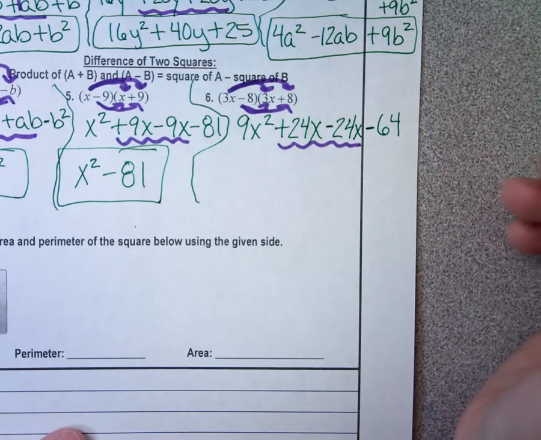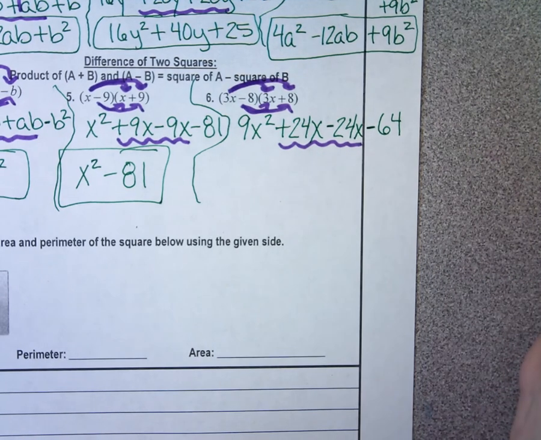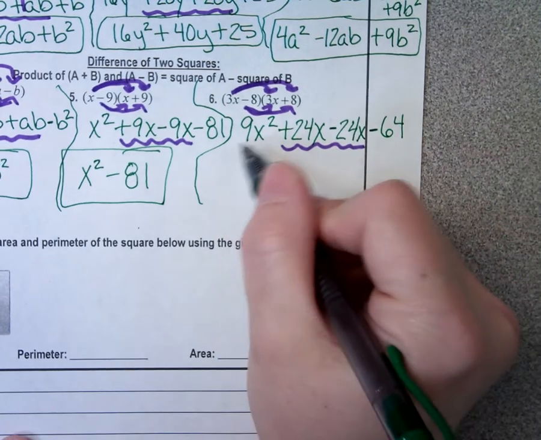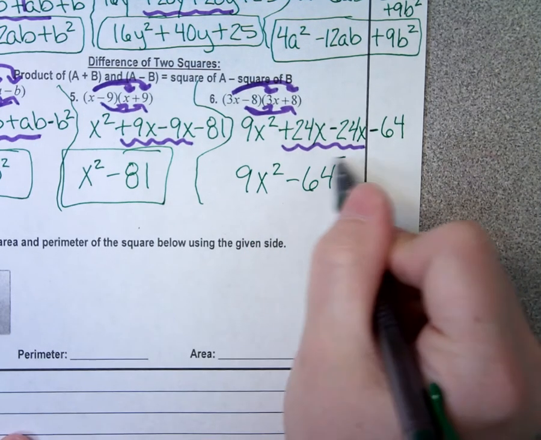Thank you. Okay, combining like terms, a positive 24x minus 24x, how much is that? 0. Shoop! It's gone. All you're left with is 9x squared and a minus 64.